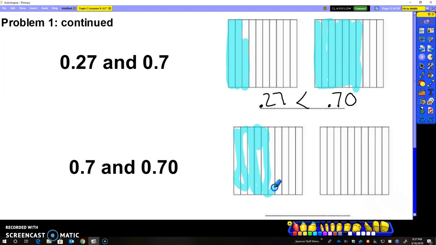4, 5, 6, and 7. Okay, and then, well, I know that 7/10 is the same as 70/100, so that 0 doesn't make a difference, and my area models are going to end up being exactly the same. Okay, so these decimals, they are equal. They mean the same thing.